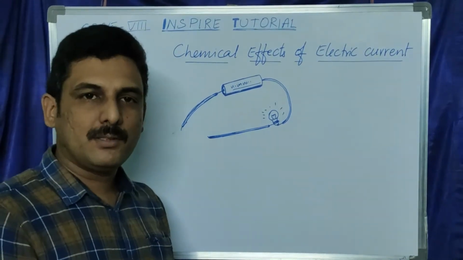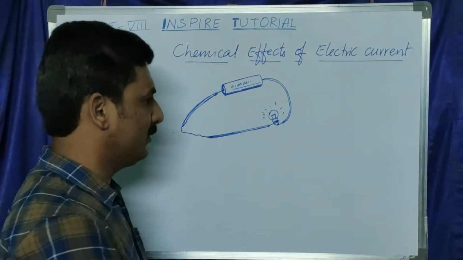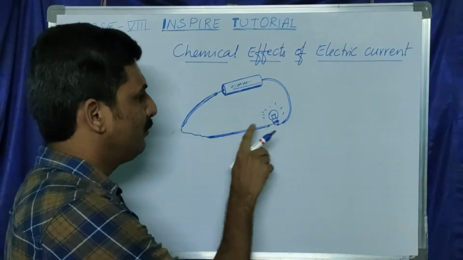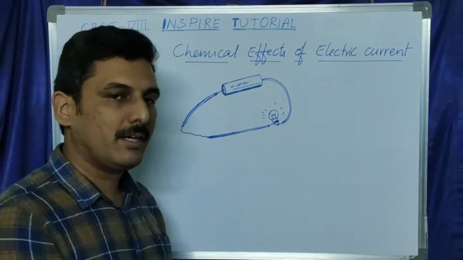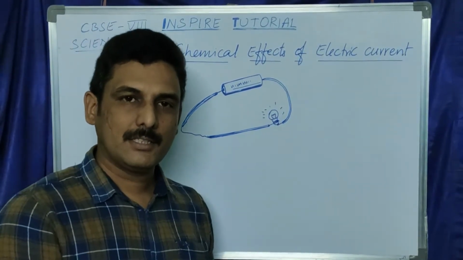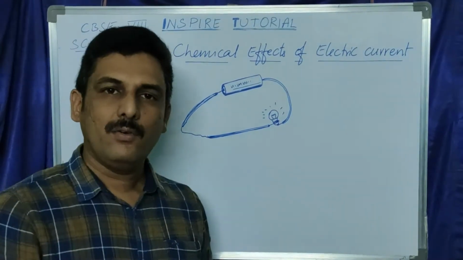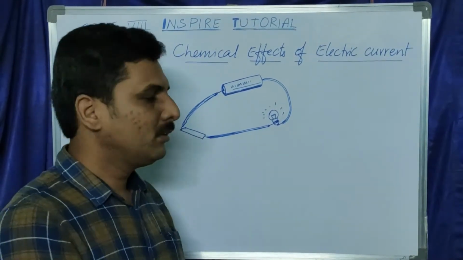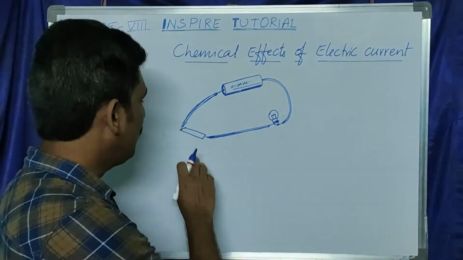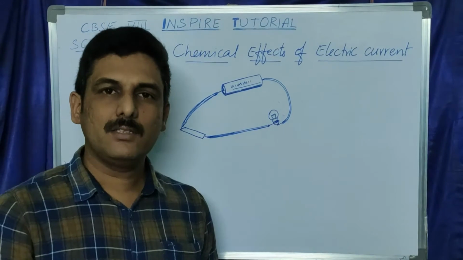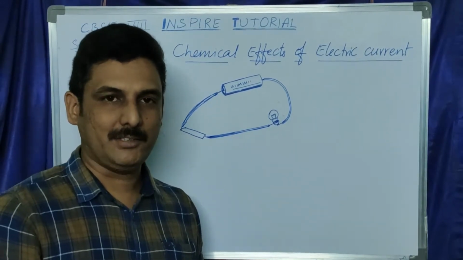When you take a piece of aluminum wire and put it over here, you can see the bulb glows, so that means aluminum wire is also a conductor of electric current. Similarly, if you replace this aluminum wire with a piece of plastic, now the bulb doesn't glow. What does it mean? The plastic is not a conductor of electric current and we call it an insulator.